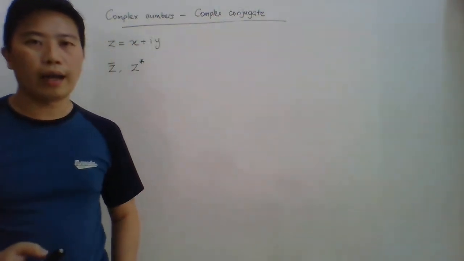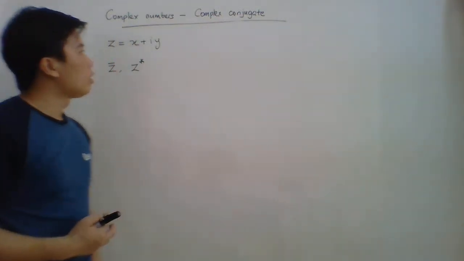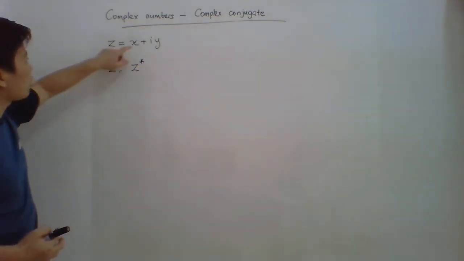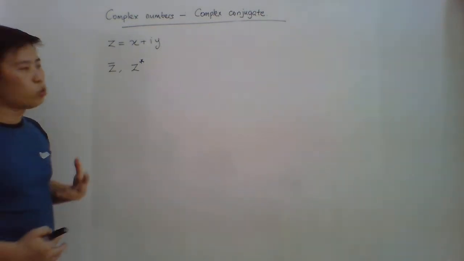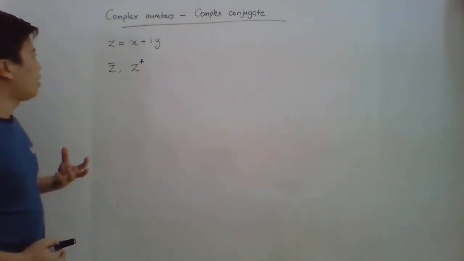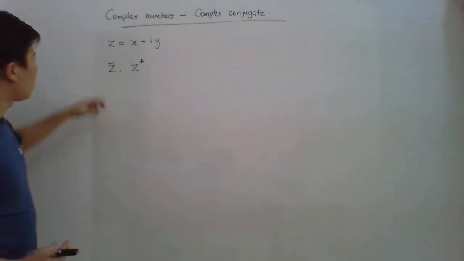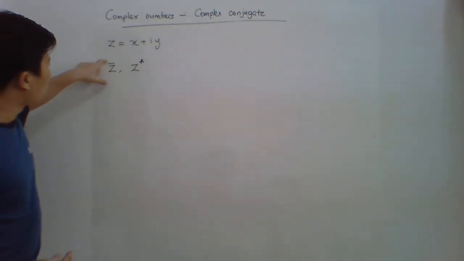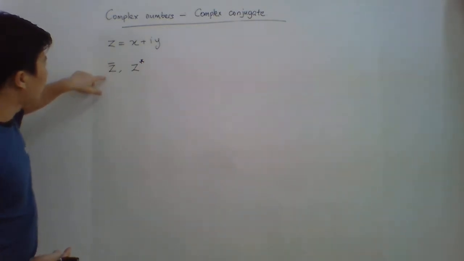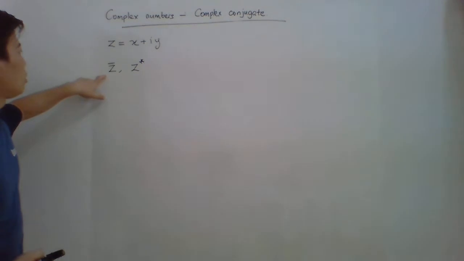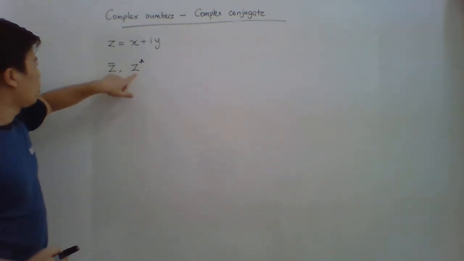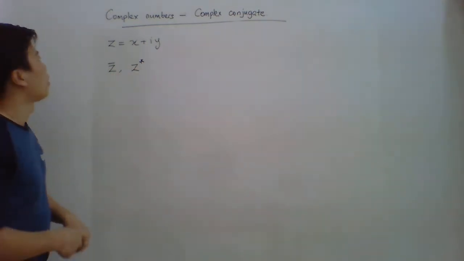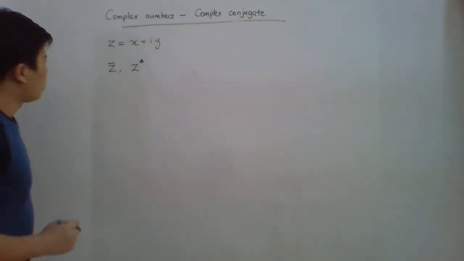So now let's talk about how to make a complex conjugate. Given a complex number, for example in this form we have z equals x plus iy, you can find the conjugate of it and represent it in different ways. One way is to represent the complex conjugate by a bar on top of the letters that represent the complex number, or you can put a star at the top to show that this is a conjugate. So how do you make a conjugate operation?